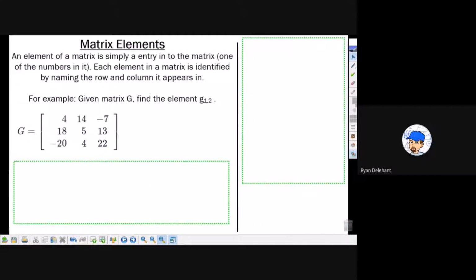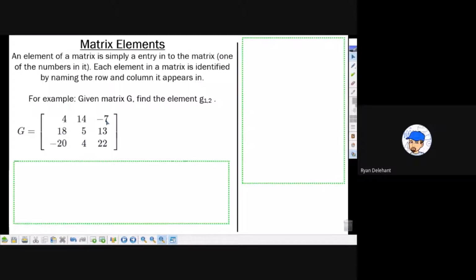So each matrix has a number of elements. So quick question. This matrix G that I show you, how many elements are in that matrix? How many numbers are in it? 9. Okay, and that's because what size matrix is that? It's a 3 by 3. So rows times columns will also tell you how many entries should be in it. And then each one of those elements has an address.